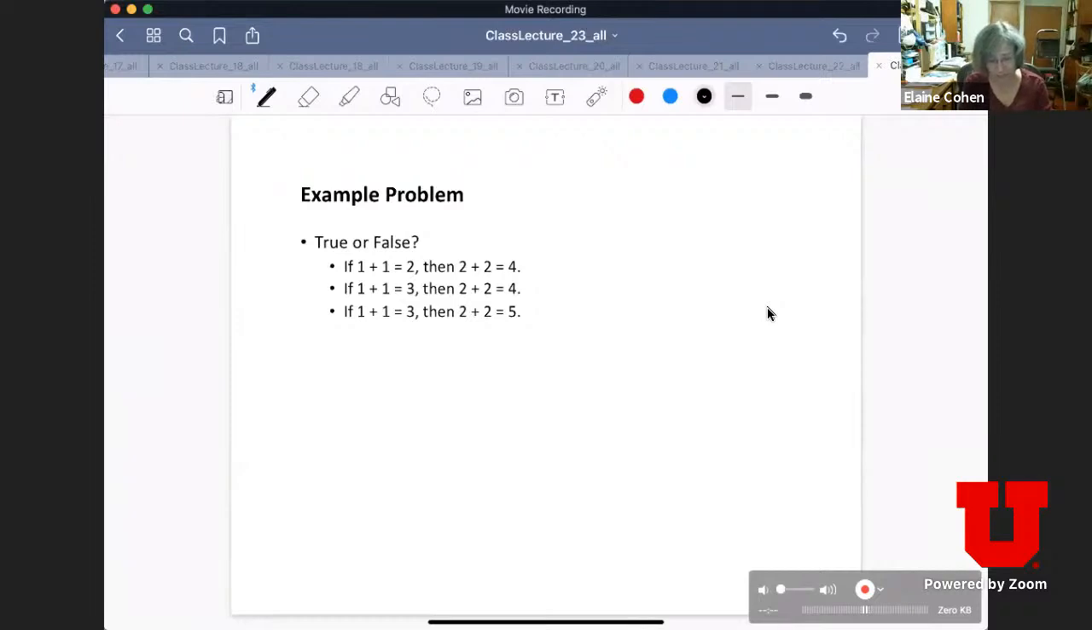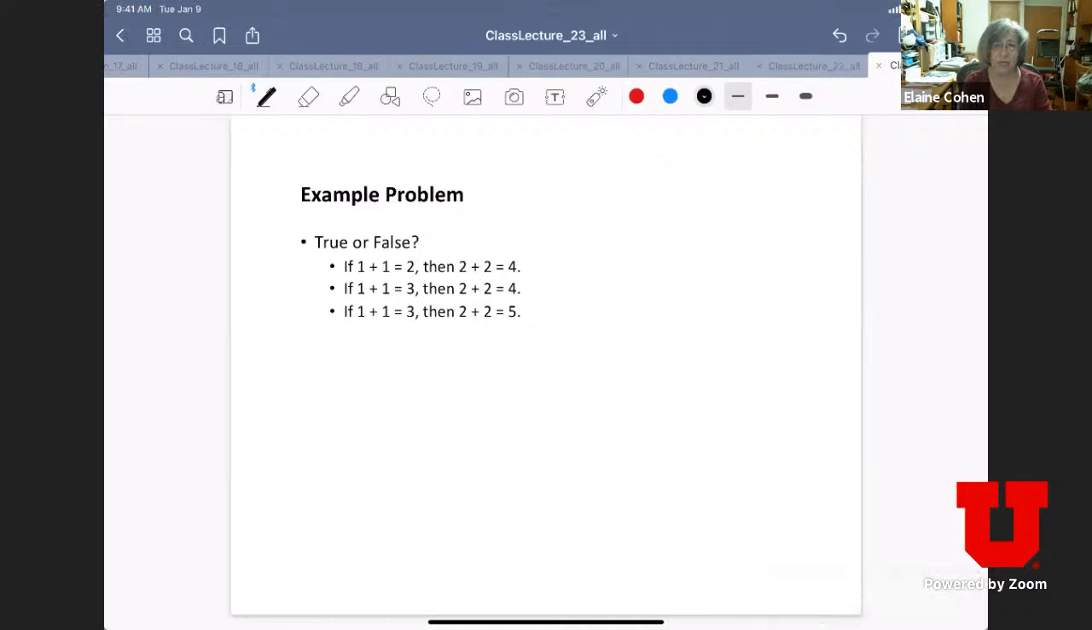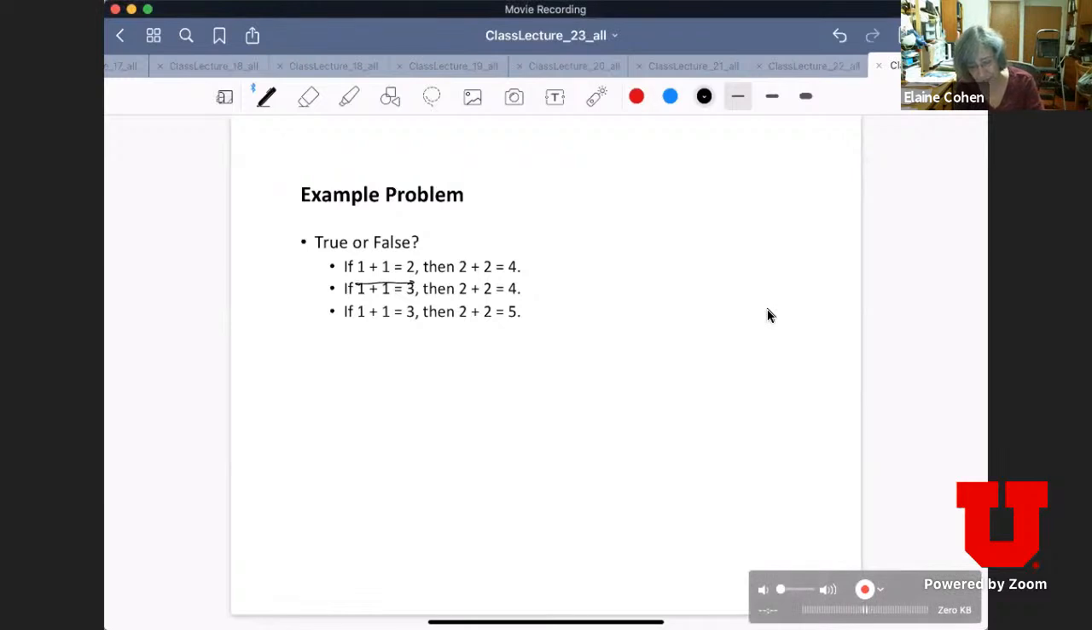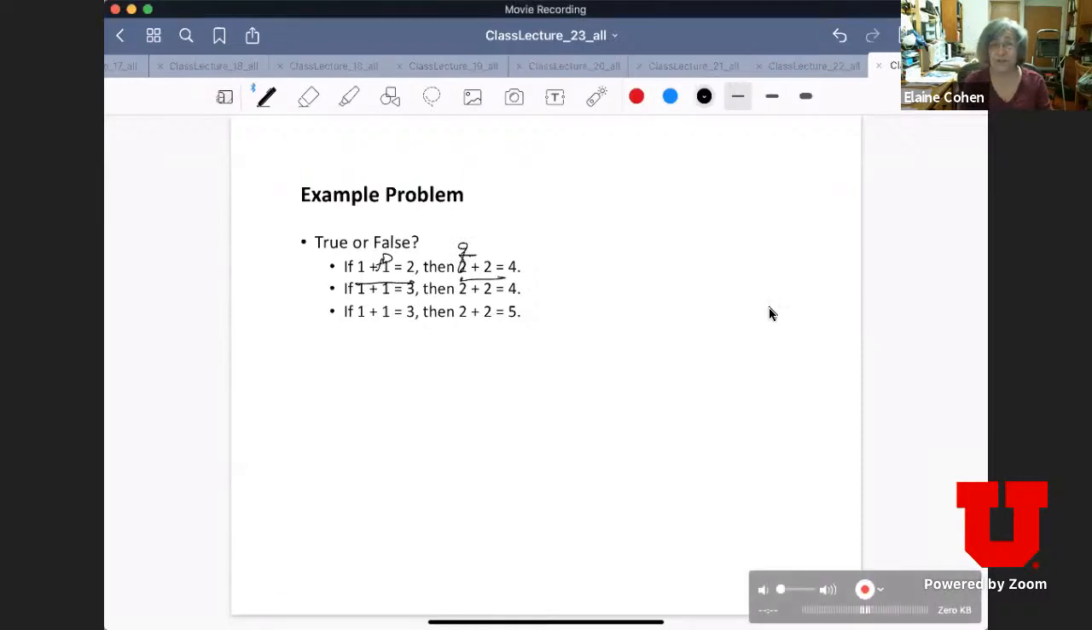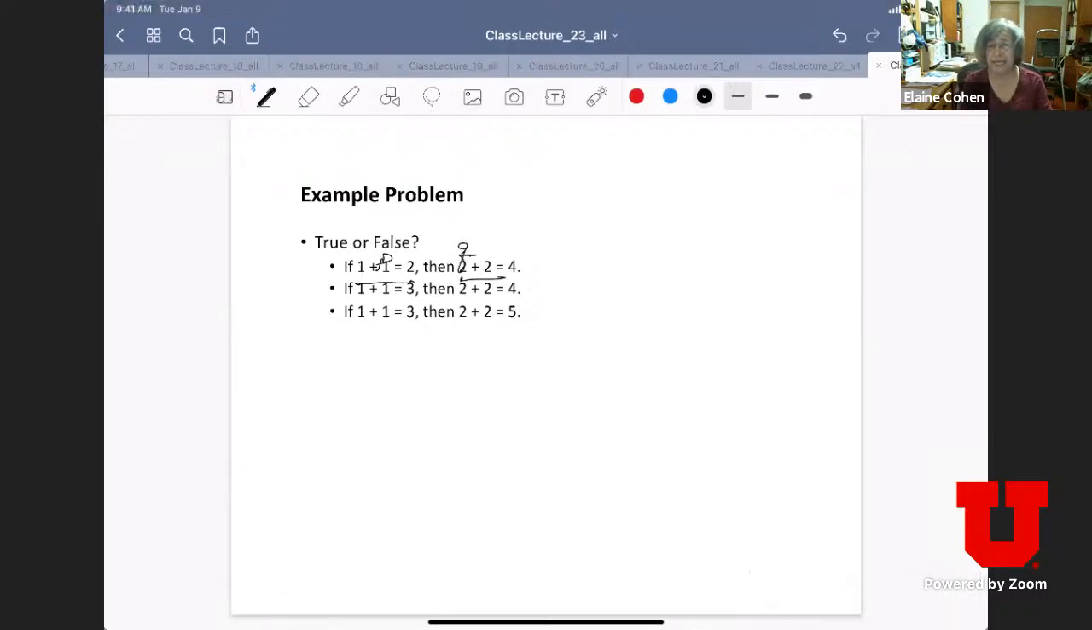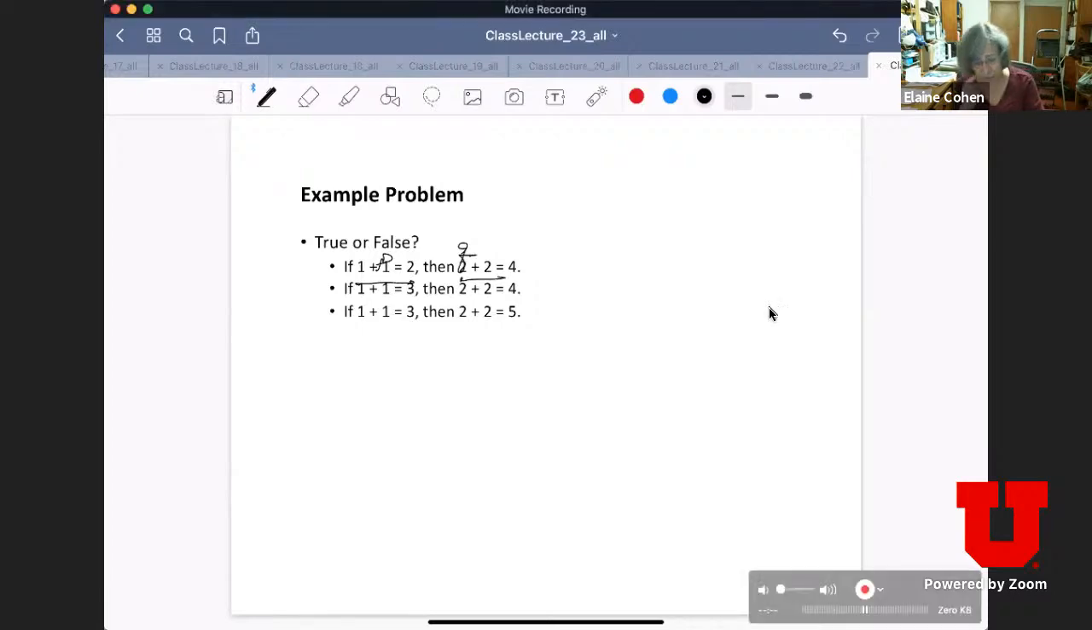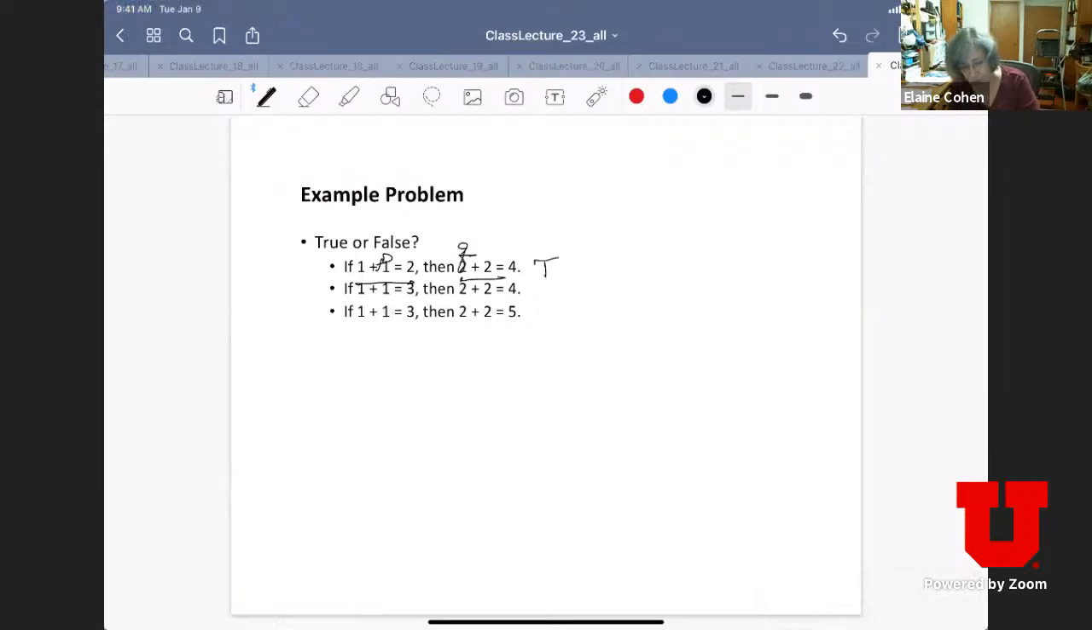Okay, let's have an example. So here we have an implication. If 1 + 1 = 2, then 2 + 2 = 4. Is that a true implication? I have if and then. If P, then Q. Is 2 + 2 = 4? Yes. So the conclusion is true. Is 1 + 1 = 2? Yes. So this says true implies true. Is that implication true? And yes, the implication is true.